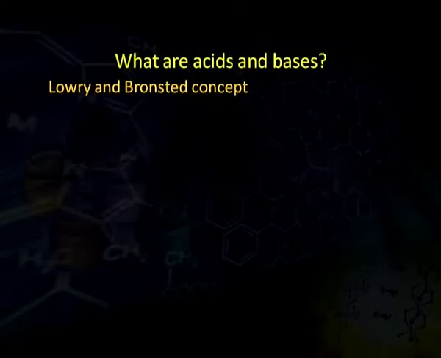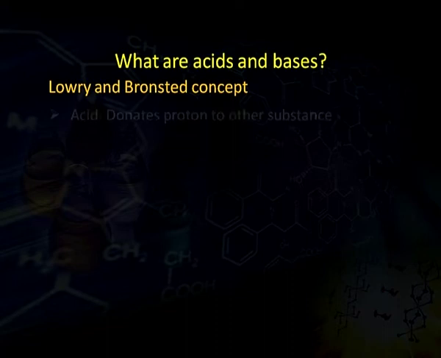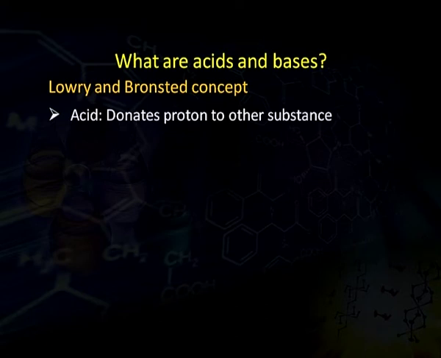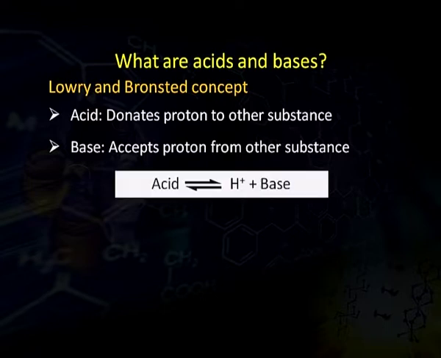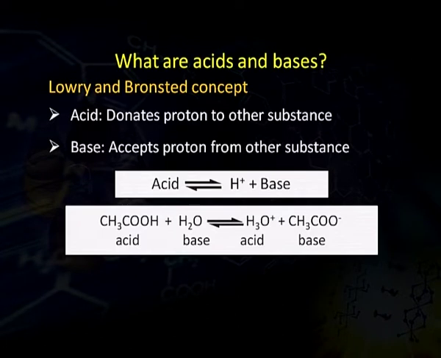The next concept is the Lowry and Bronsted concept. According to this concept, an acid is a substance which donates a proton to another substance, while a base is a substance which accepts a proton from the other substance. In general, we can say an acid dissociates to give a proton and the remaining part is called the base. As for example, we have acetic acid and water.